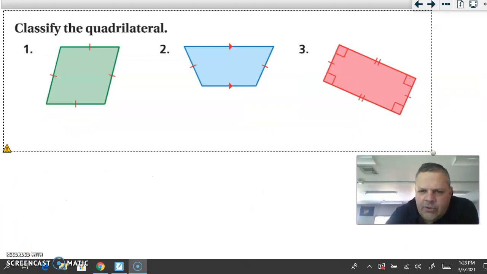Please try these 3 quadrilaterals and classify those. When students are done, please restart the video and I will have the answers.